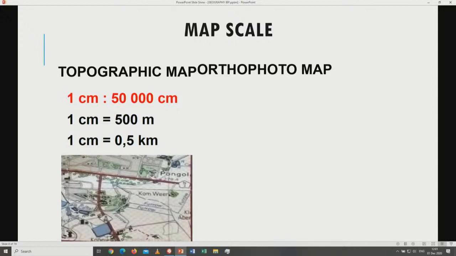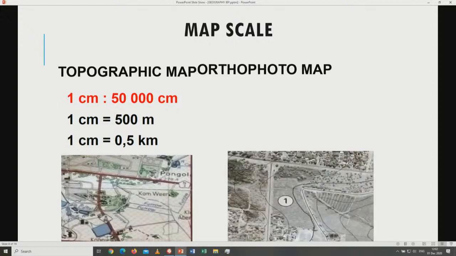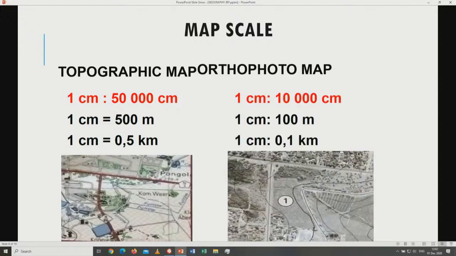Now, you remember that these scales, you must know how to actually multiply them. When they say calculate area in meters, you multiply by 500. If they say calculate area in kilometers, you multiply by 0.5. The orthophoto map, on the other hand, you have 1 is to 10,000. Same thing that I was explaining there. 1 is to 100 meters. And 1 centimeter is to 0.1 kilometers. Now this is just a conversion.